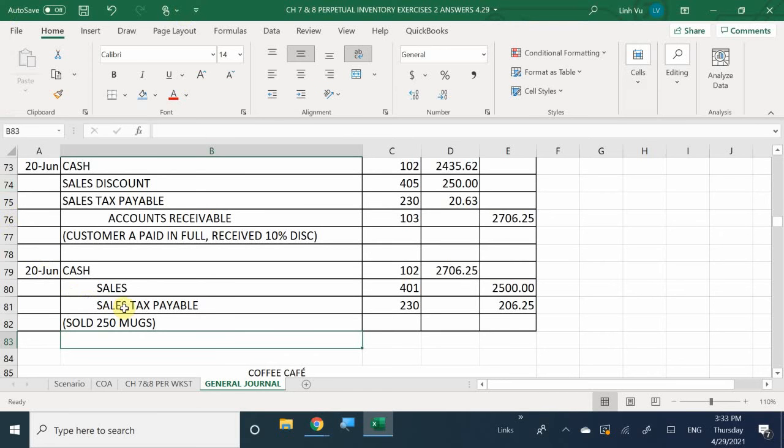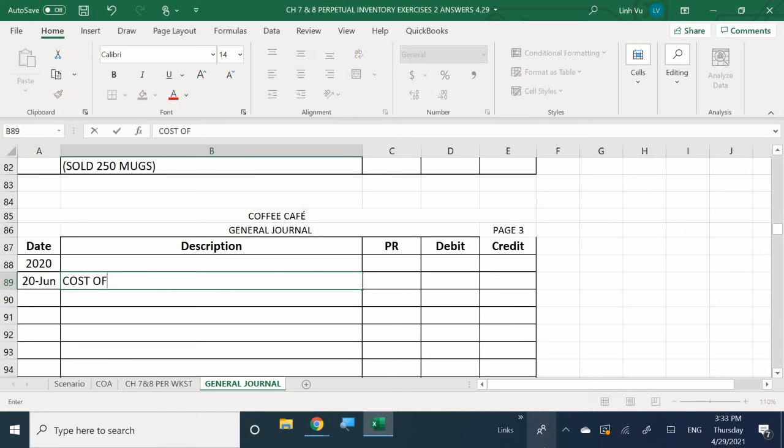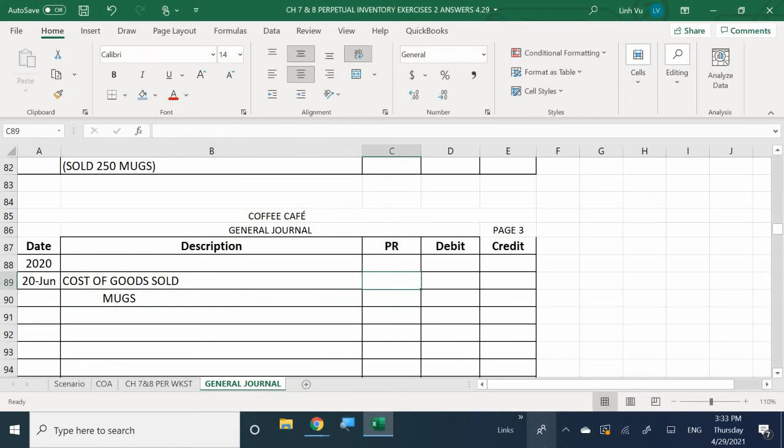So therefore, when I update my inventory, I'm going to be on the next page for my general journal, page number 3. All right, so in this case, it is still June 20th, and now I need to figure out our cost of goods sold. And once again, we're going to take this directly out from my inventory.